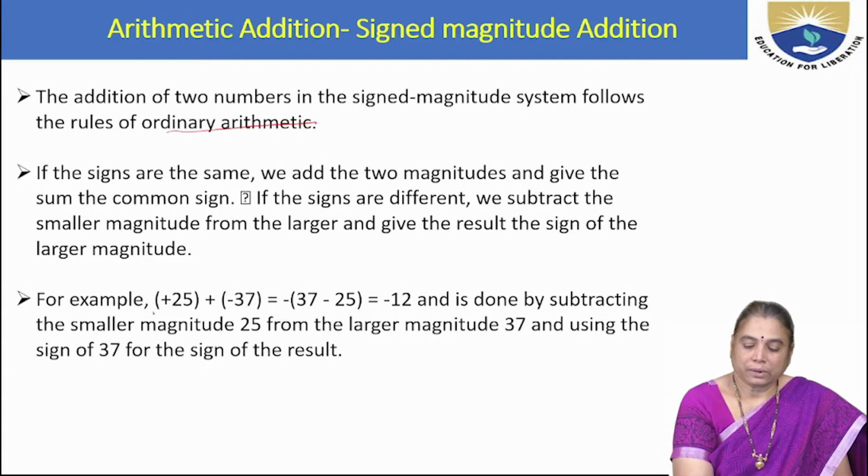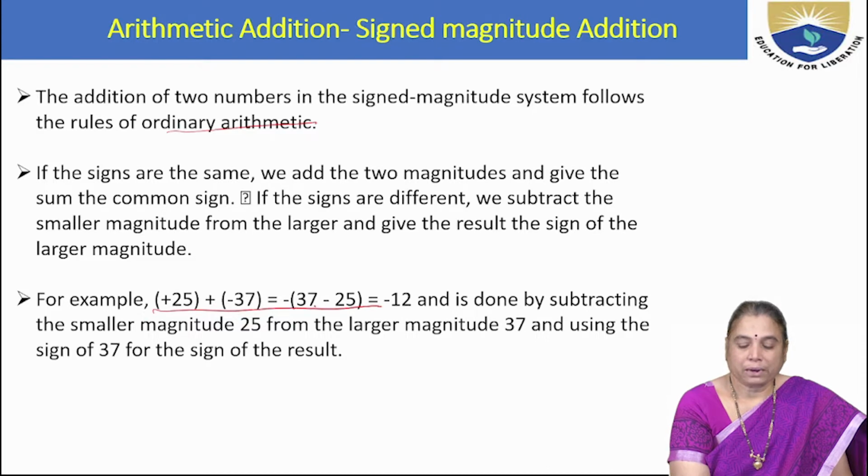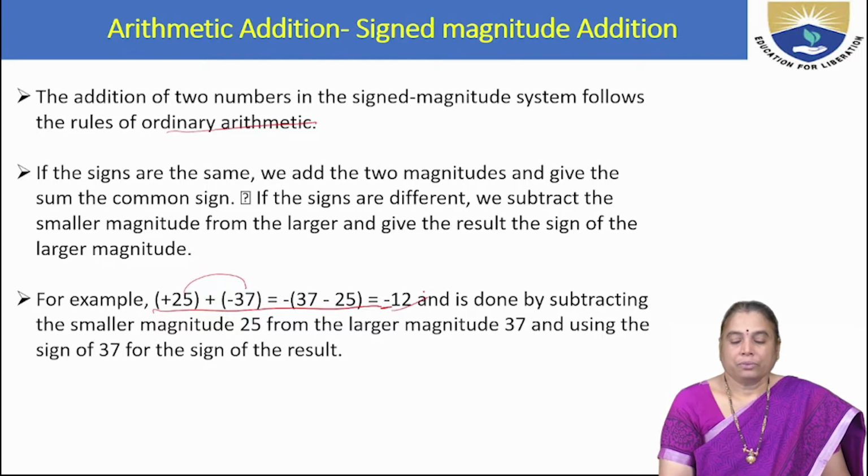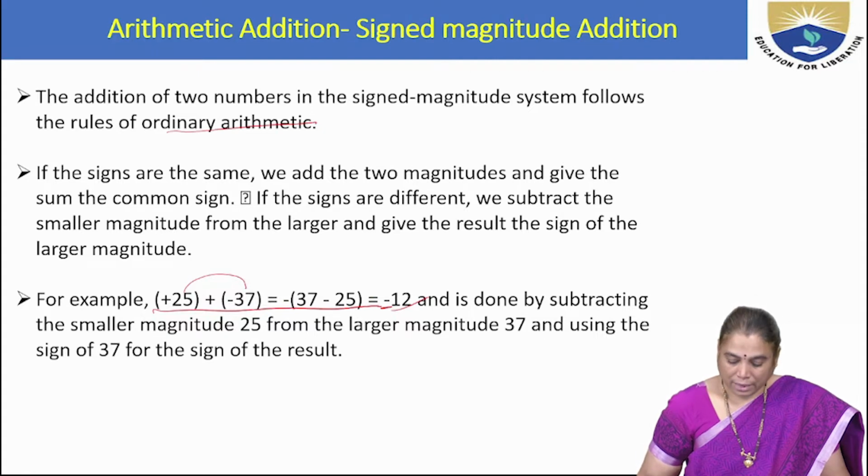So, for example, consider plus 25 plus minus 37, which has to be represented as 37 minus 25, whole minus. So, the result has the minus sign by comparing the values of the two numbers. 37 is greater, so the sign of the larger number has to be given to the result, and the subtracted value is the result. Similarly, how we follow it in the decimal number system, those rules can be implemented in the signed magnitude addition of binary arithmetic.